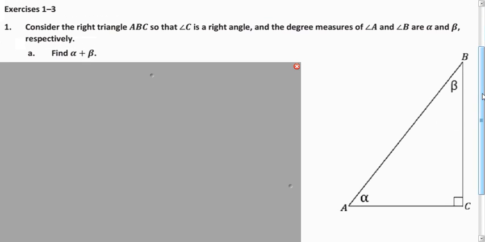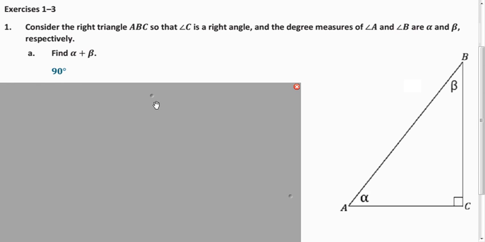In exercise 1 here, let's go through these problems. Let's see, what's alpha plus beta? Well, we know that that's a 90-degree angle, and all of them are 180. So 180 minus 90 must be 90. So they are complements.